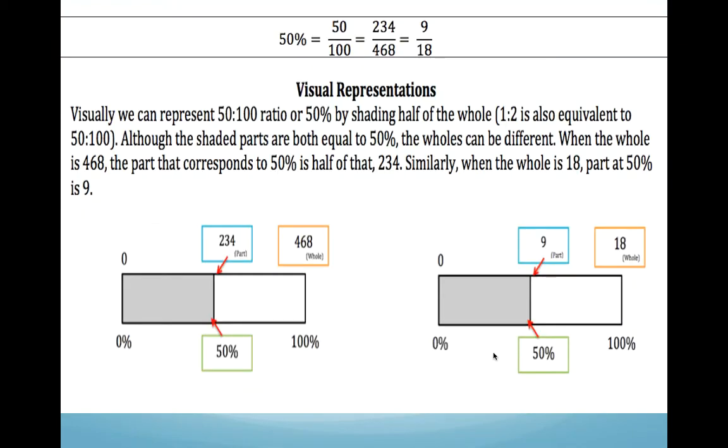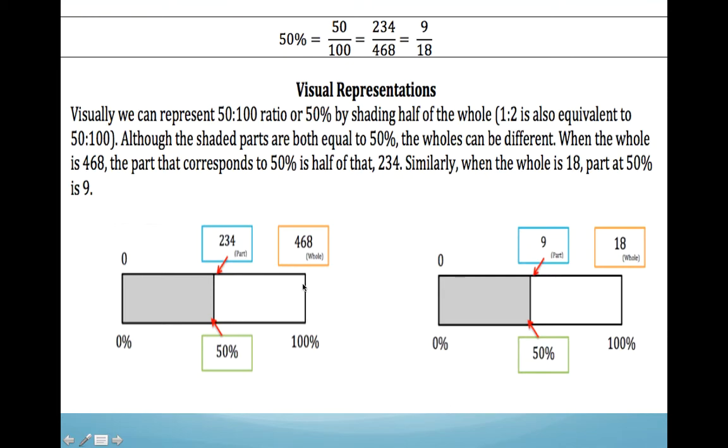We will use a visual representation. We can represent the 50 to 100 ratio, or 50%, by shading half of the whole. 1 to 2 is also equivalent to 50 out of 100. Although both shaded parts are equal, the wholes can be different. When the whole is 468, the part that corresponds to 50% is half of that, 234. Similarly, when the whole is 18, the part at 50% is 9.